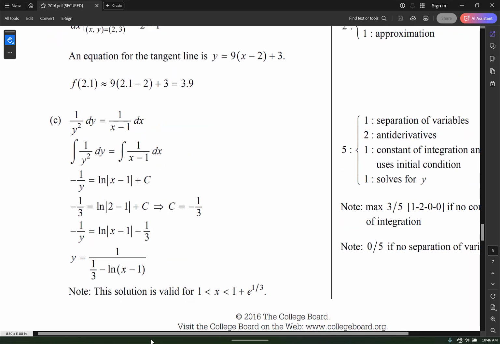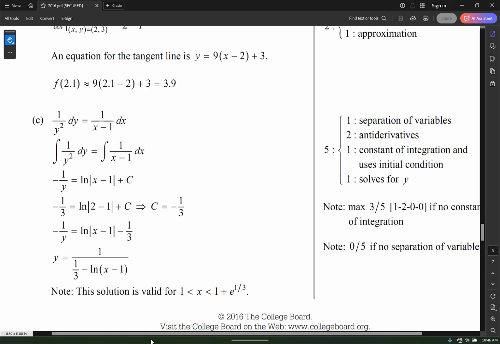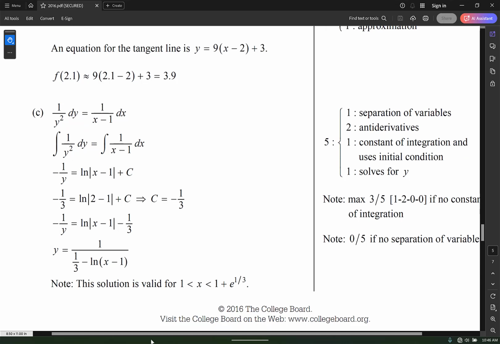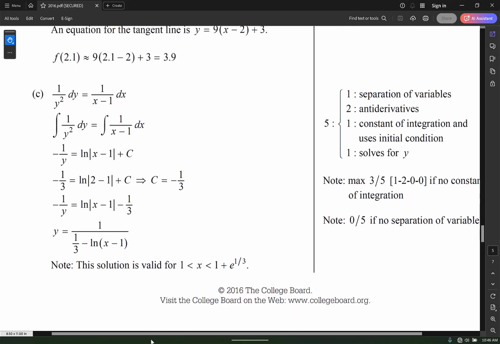All right, so there it is. They got the C value, the constant of integration, using the initial condition. We got the 1 point. Solves for y is just worth 1 point, so even if you mess up the algebra, you can get all the other points. Look what they did. They put the 1/3 in the front, so there's no confusion. y equals 1 over (1/3 minus ln of x minus 1). We got the same. They put the domain here. You don't have to. The solution is valid, but you don't have to be that explicit or specific here.